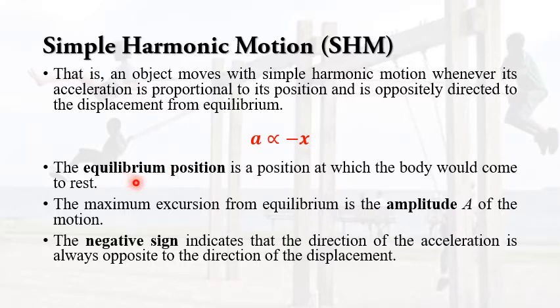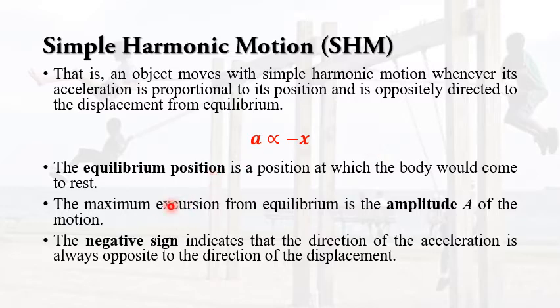Now, what does it mean by equilibrium position? Because the definition tells you that a is oppositely directed to the displacement, to the x, from equilibrium. The equilibrium position is a position at which the body would come to rest. Meaning that if you hang an object on a spring, or if you have a swinging pendulum, the place where it comes to rest after you release it, that one we call the equilibrium position. The position where the object won't move, stops moving, stays at rest, we call the equilibrium position.